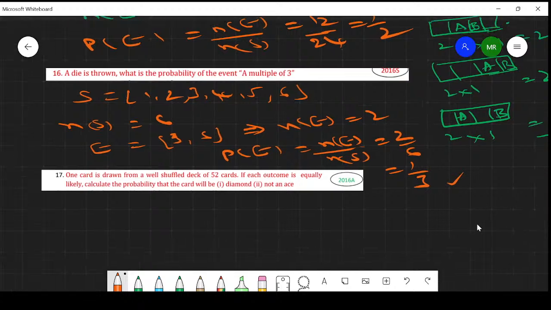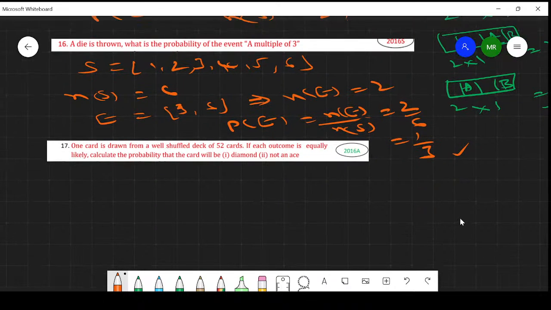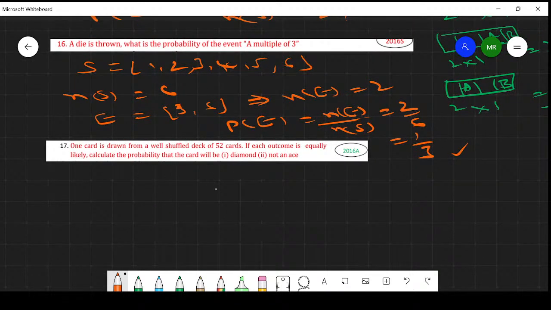Next, one card is drawn. So one card is drawn from a well-shuffled deck of 52 cards. If each outcome is equally likely, the probability that the card will be a diamond, not an ace. So total number of cards will be 52. So we can consider n of S is equal to 52. So total points will be 52.